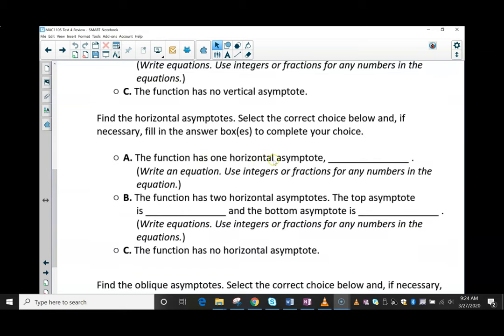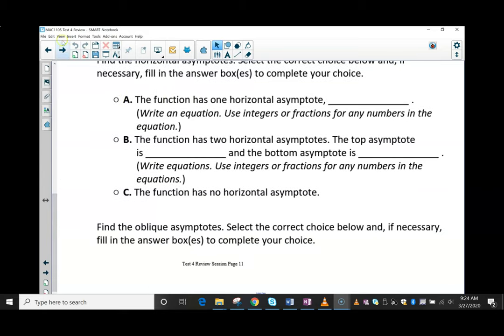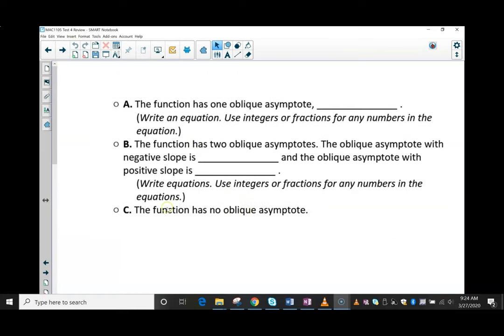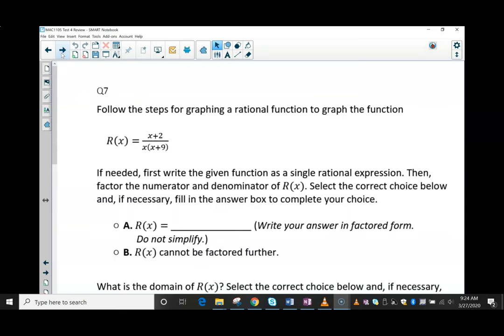There is one horizontal, and you put y equals 3. And because there's a horizontal, when we talk about the oblique, we say that there is no oblique because we have a horizontal. And that is question 6. All right, let's jump into question 7.